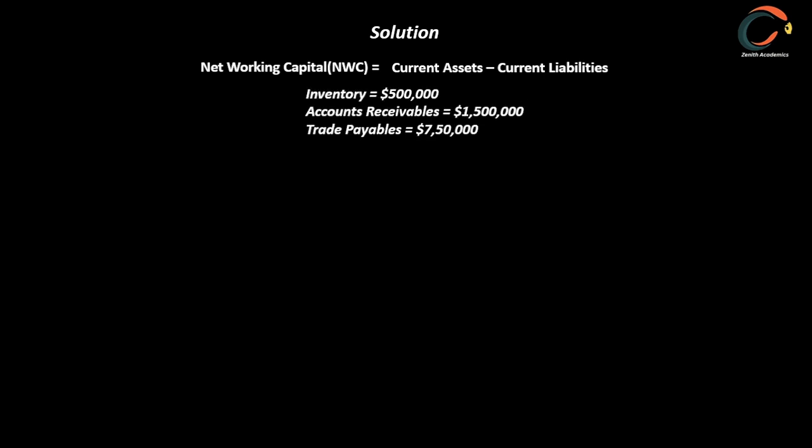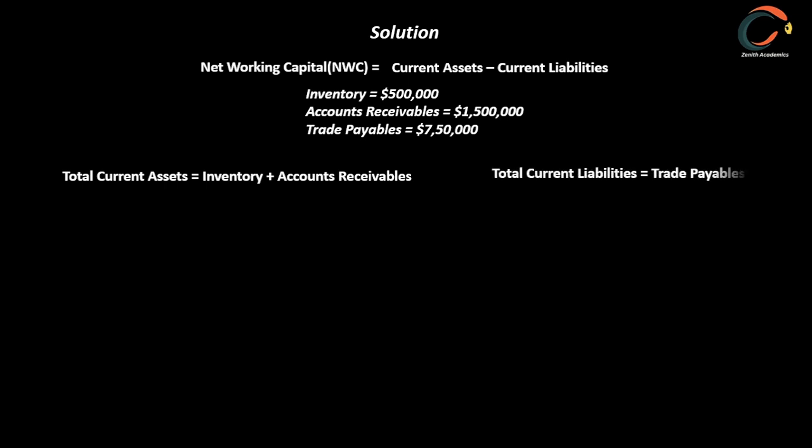We will find out. So here, net working capital or NWC means current assets minus current liabilities. In this case, inventory is $500,000, accounts receivables is $1,500,000, and trade payables is $750,000. First, we need to calculate the total current assets and the total current liabilities. Total current assets is inventory plus accounts receivables, and total current liabilities is equal to trade payables. Therefore, total current assets is $500,000 plus $1,500,000, which is equal to $2 million.